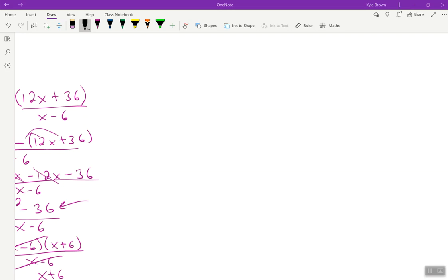Okay, let's do a couple more. All right, so let's do this one. We've got 8 over x minus 2 plus x minus 34 over x squared minus 4. That was a weird looking 2, but that's a 2.